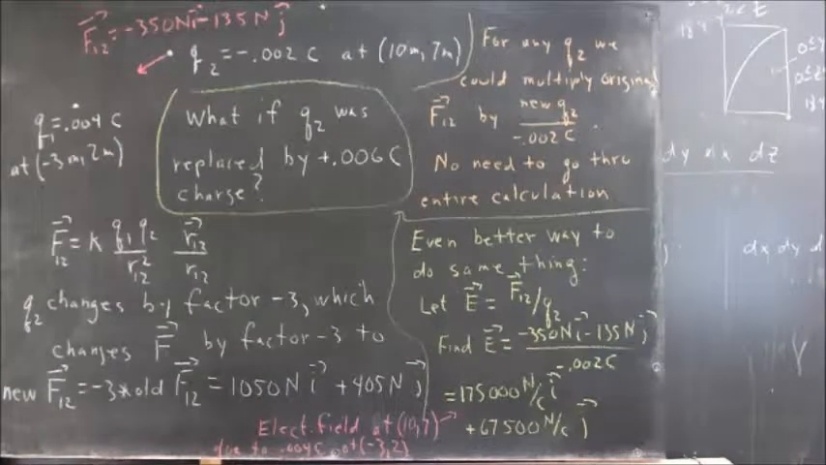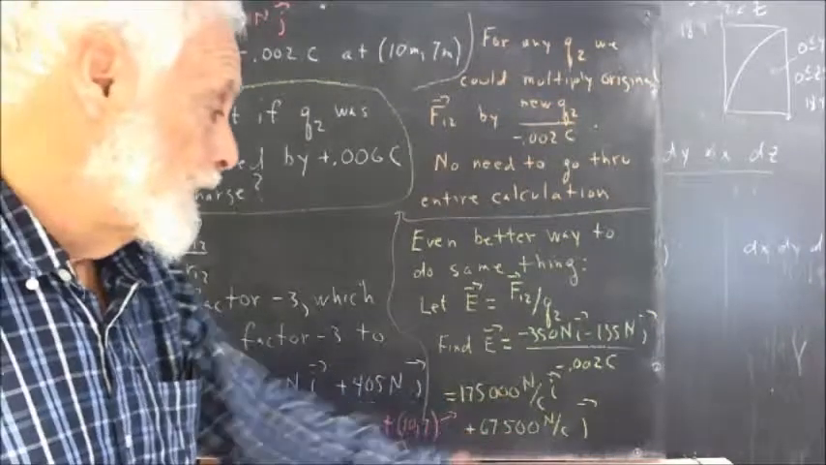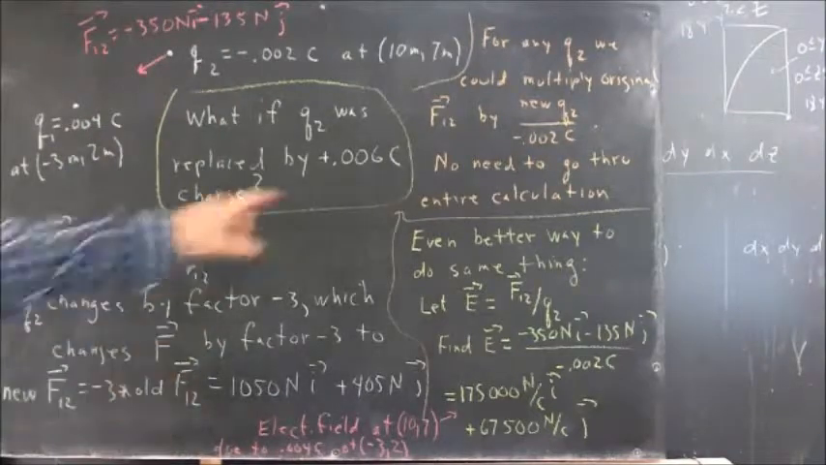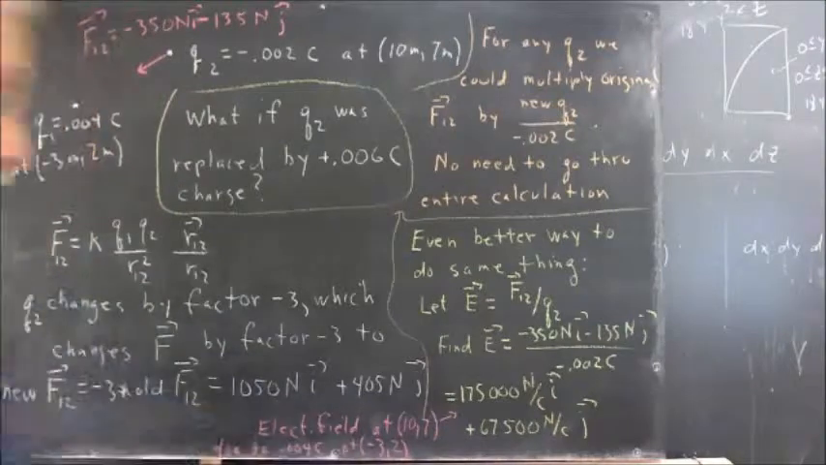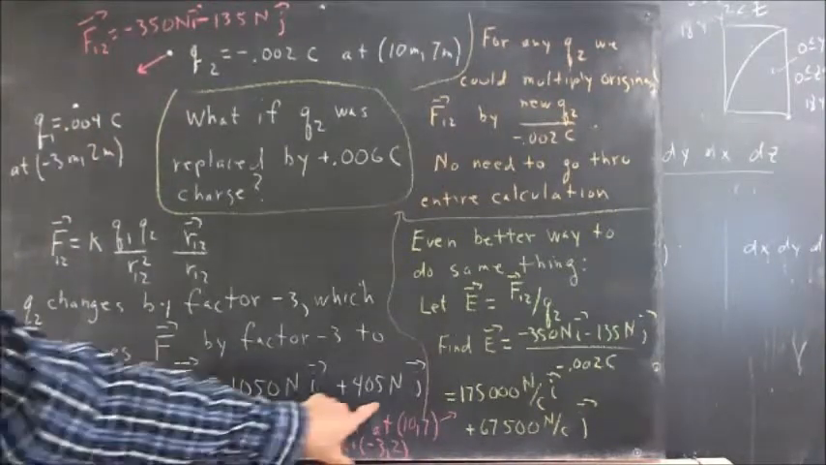Now, we're going to verify that this is useful. Let's go ahead and multiply this electric field by 0.006 coulombs and see if it comes out with this result.